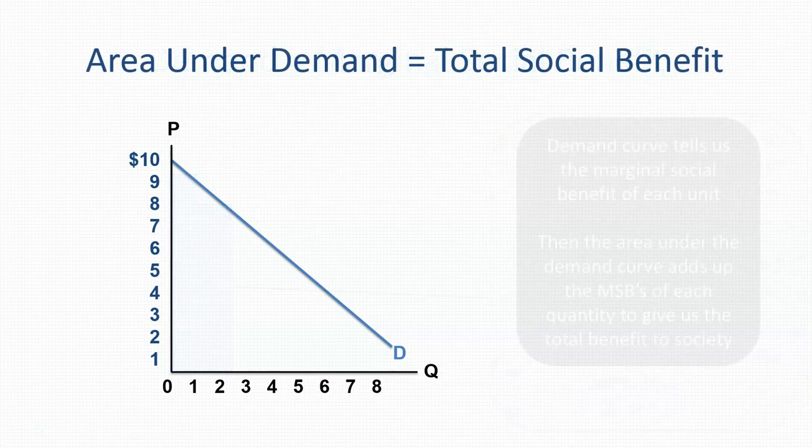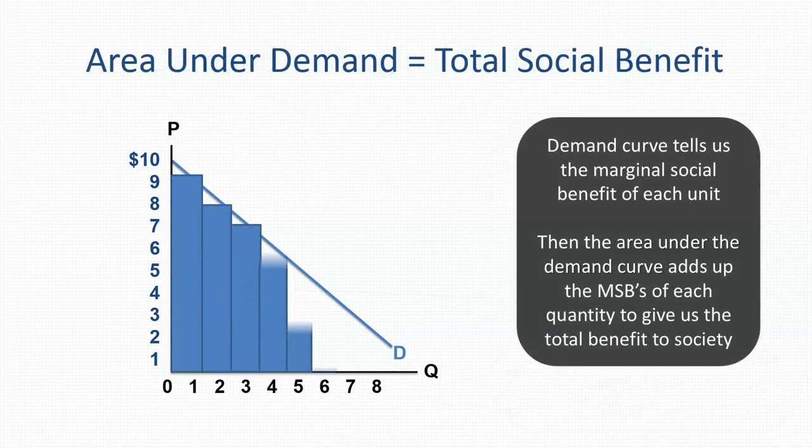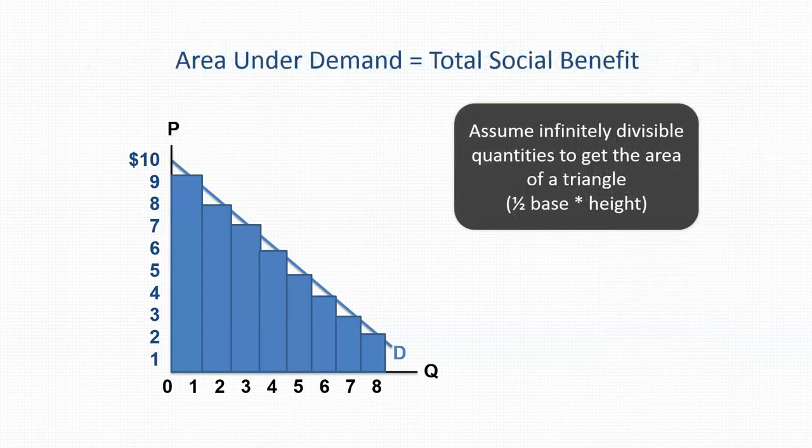$17. And we can go on down the line and do this for each additional unit, adding the marginal social benefits of that next unit based on the price that demanders are willing to pay to derive the total benefit to society of however many units we wanted to talk about. And one additional step we can take is we can assume infinitely divisible units.